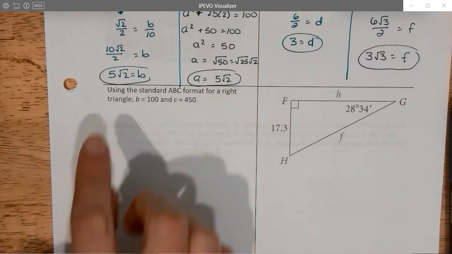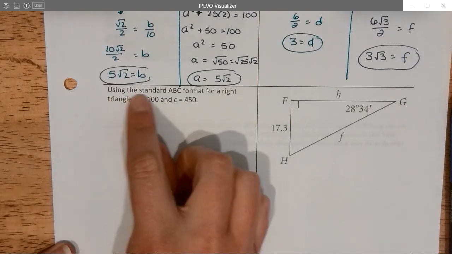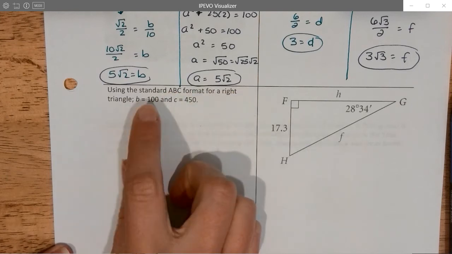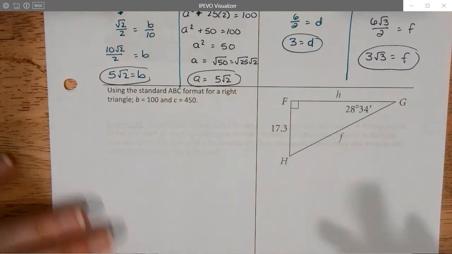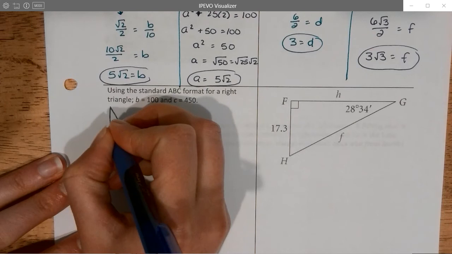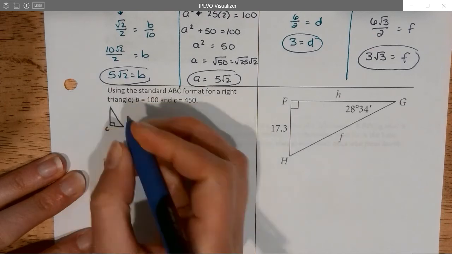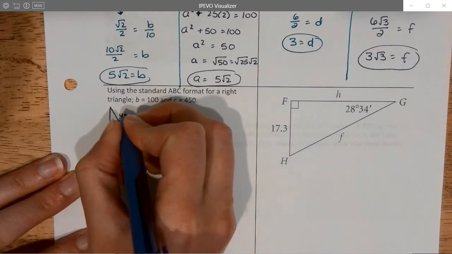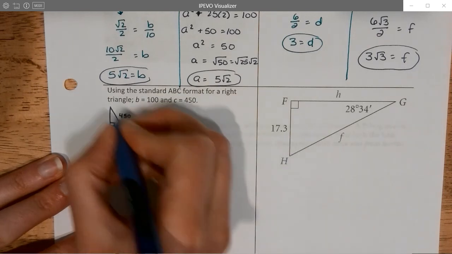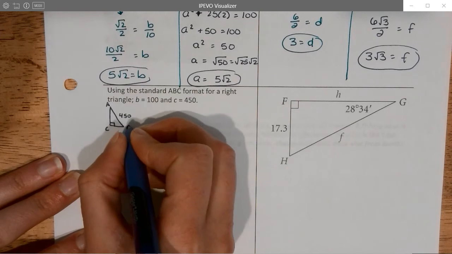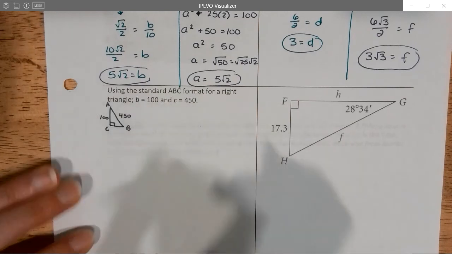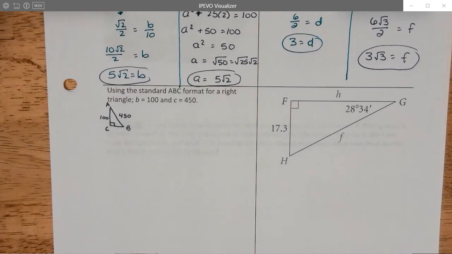Continuing in example 1, we're going to use the standard ABC format for the right triangle. So I know B and C. It helps to make a quick picture of this. Okay, so I have my right triangle, which is angle C. I know side C is 450 across from it, and angle B, if I label these as A and B, and I know 100 is side B across from angle B.